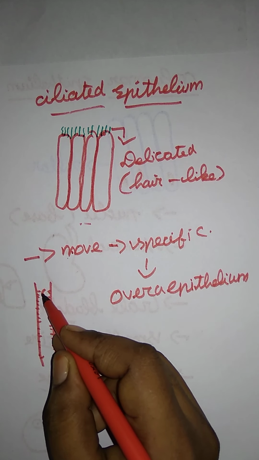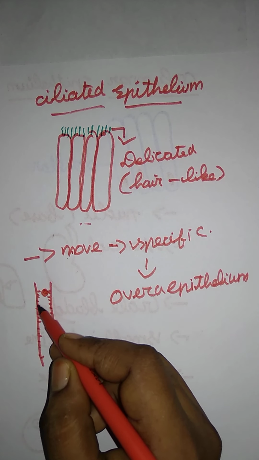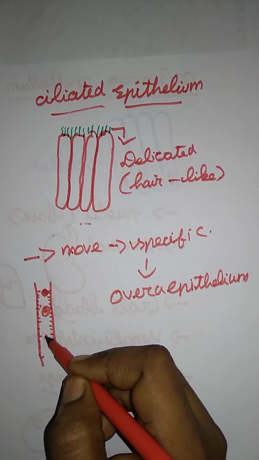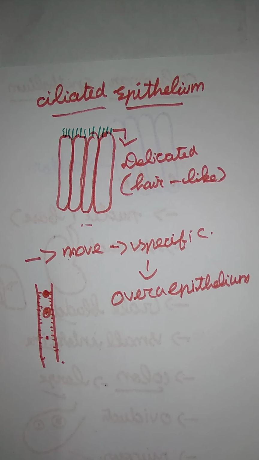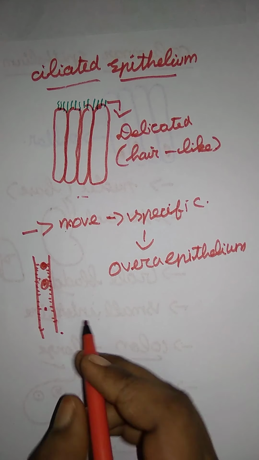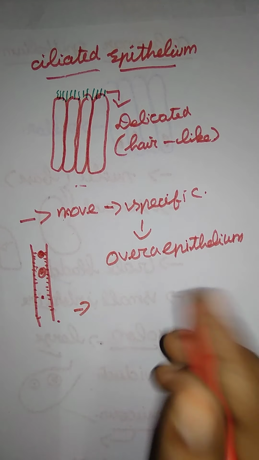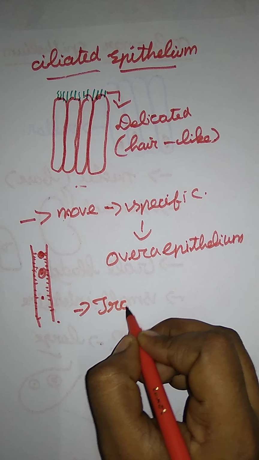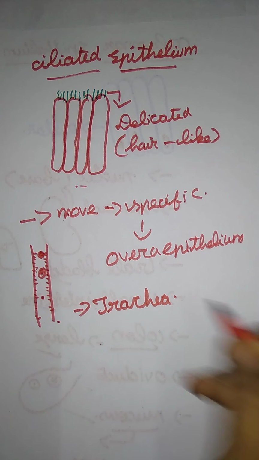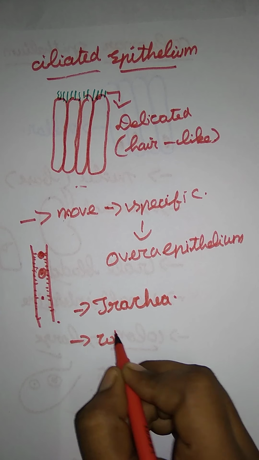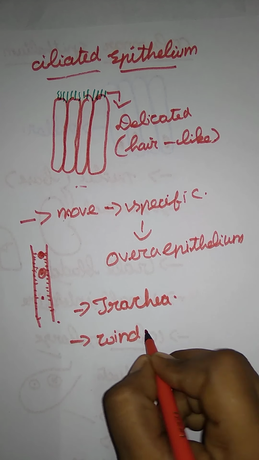Okay ma, when food material enters here, they are just giving a waving movement to transfer the food material into the stomach. So this is the movement of a ciliary muscle. Here they are presented. The first one is the trachea, and the next one, windpipe, that is another name for the trachea.